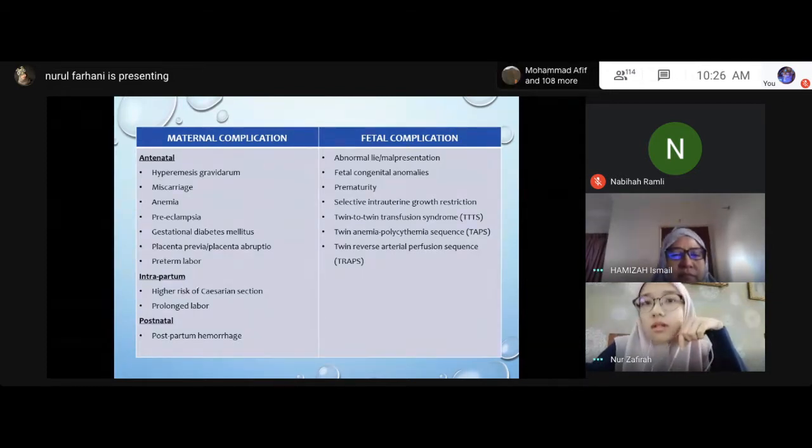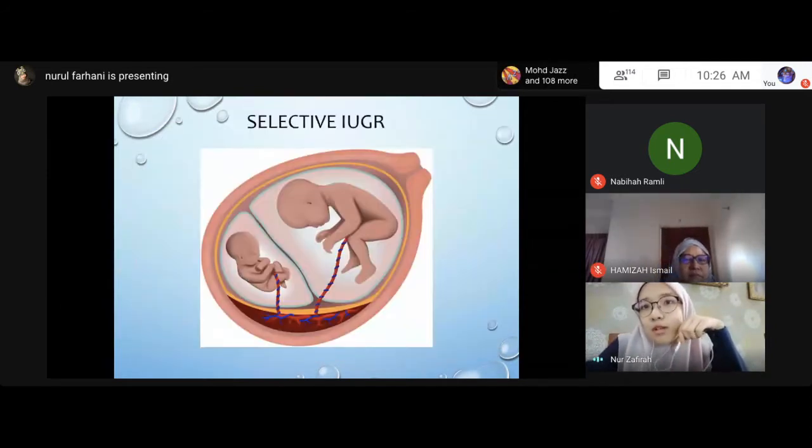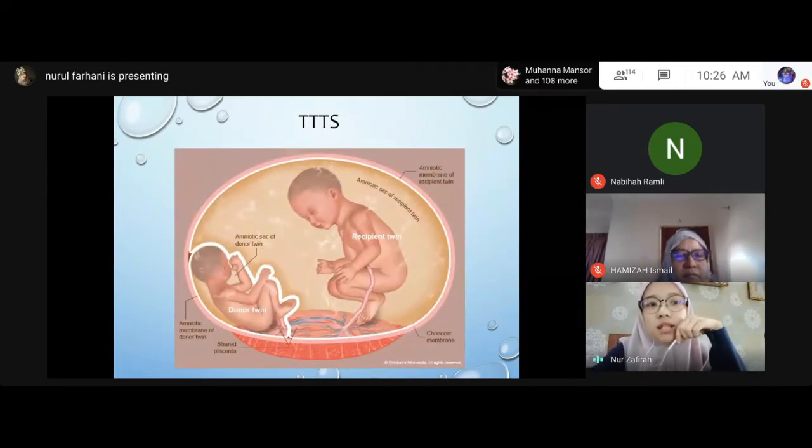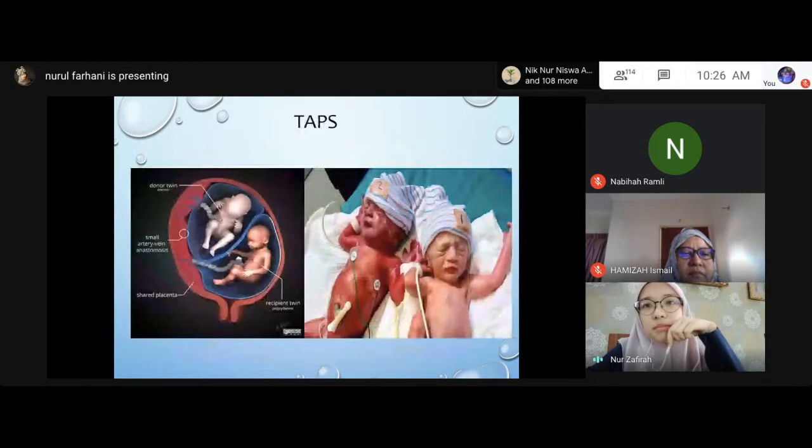Okay, Prof. So the next is selective IUGR. It is because of the unequal distribution of the placenta between both twins. So one twin gets little placenta sharing, while the other gets the large placenta sharing. The next one is TTTS, twin-to-twin transfusion syndrome. This is because of unbalanced anastomosis between two twins, in the placental vasculature, which occurs due to hemodynamic imbalance. However, this TTTS will be explained later for the next questions. And then the next one is the twin anemia polycythemia sequence, where one twin has anemia while the other twin has polycythemia.